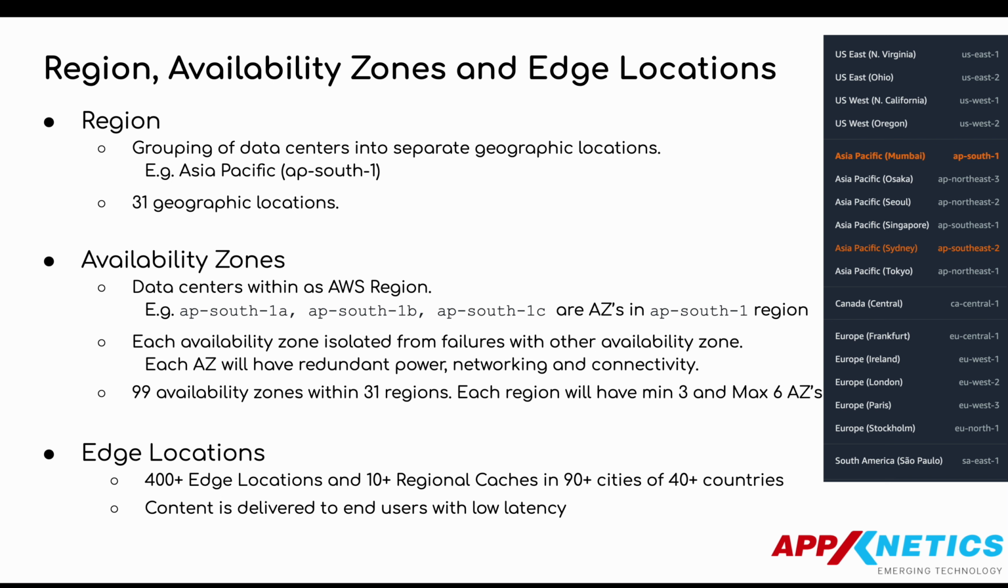What are edge locations? There are 400 plus edge locations and 10 plus regional caches in 90 plus cities of 40 plus countries. Content is delivered to the end users with low latency using edge locations. What is latency? Latency is measured in time. It is the time required for a data packet to travel from one point to another point, and edge locations deliver the content to the end user with low latency. So that is the benefit of edge locations.